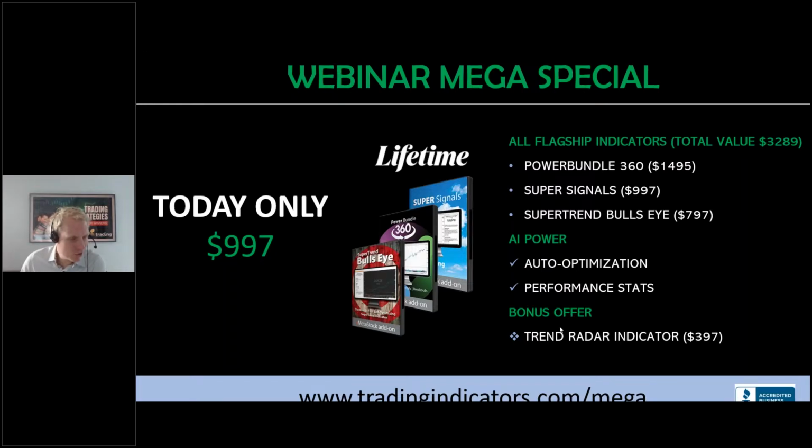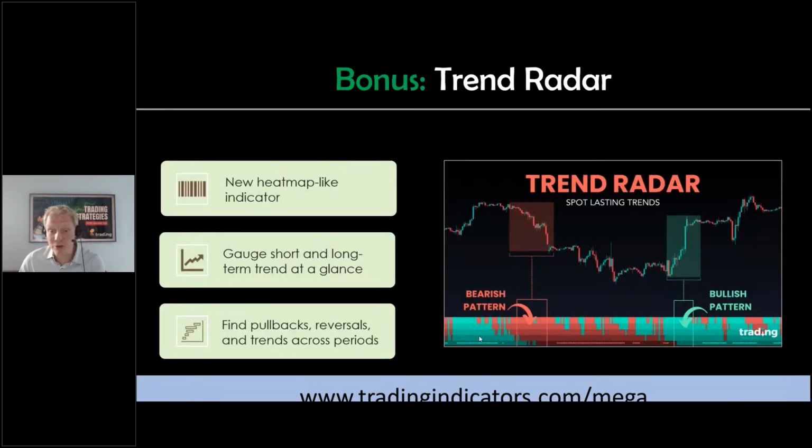Real quick, what does Trend Radar do? It will show you directly below the price chart what the current market conditions are like. So whether we are in a downtrend or perhaps an uptrend, whether there's a pullback within an uptrend, all this kind of information you can see by using our Trend Radar indicator, which you can use as a great additional filter for the signals of our other indicators. So we're going to add this one as well to the mix.